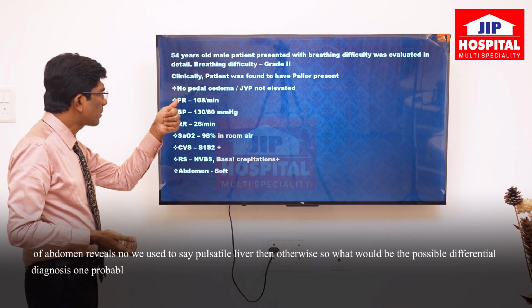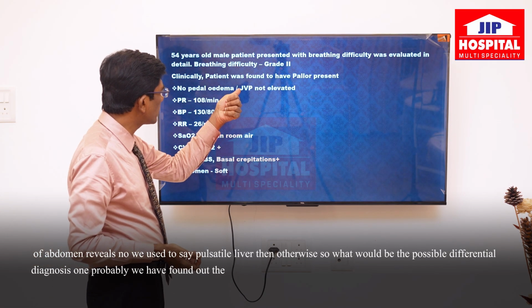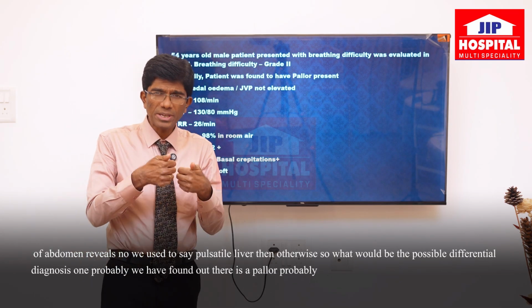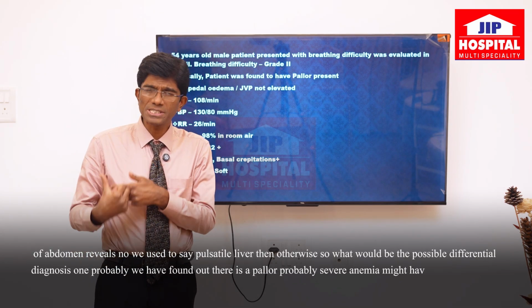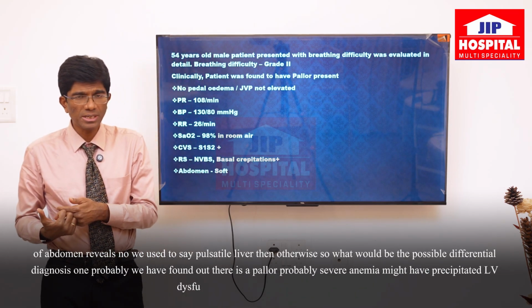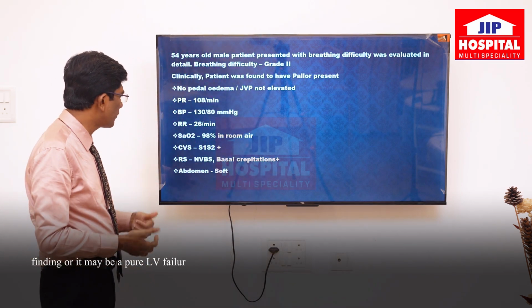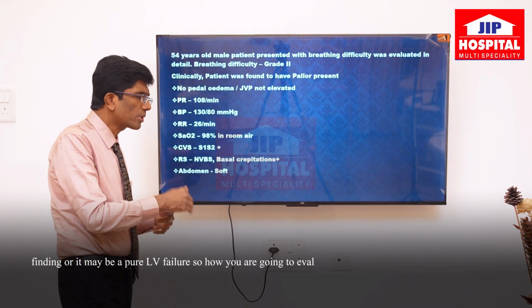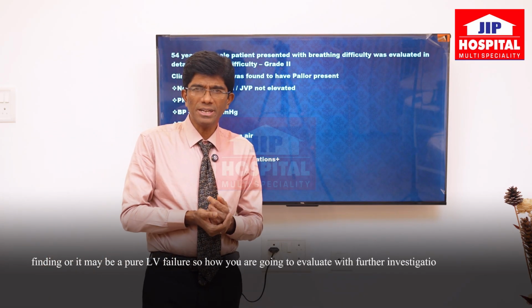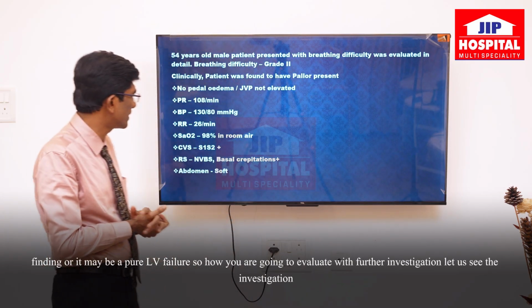One, probably we have found out there is a pallor, probably severe anemia might have precipitated LV dysfunction, or pallor may be an incidental finding, or it may be a pure LV failure. So how are you going to evaluate with further investigation? Let us see the investigation.